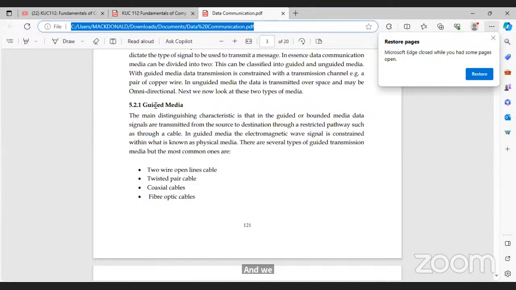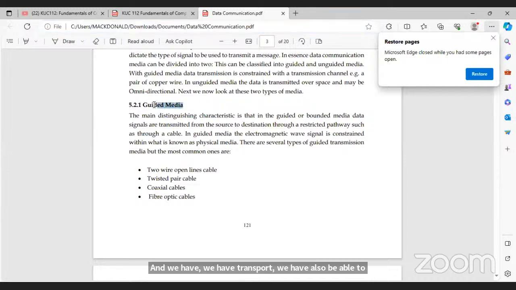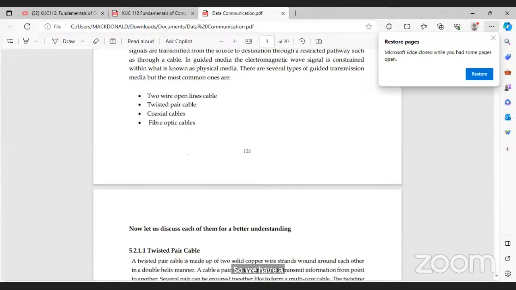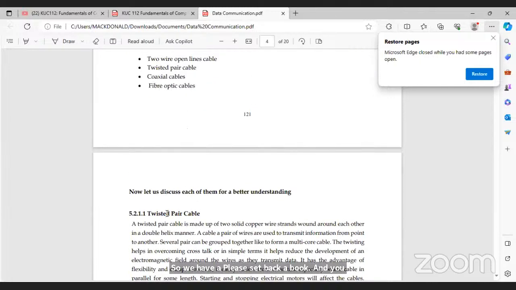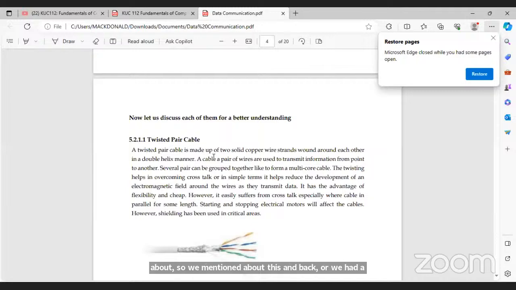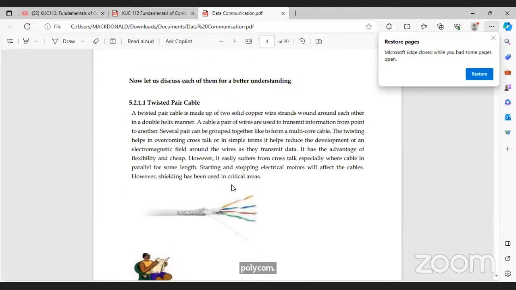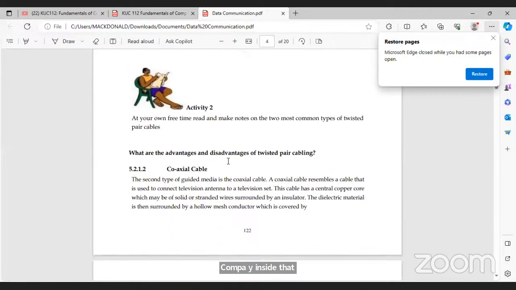We have also been able to discuss guided media. Guided media is wired media. In exams, you should be able to differentiate. Guided is a type of media, a channel, that has wire or some connections. So we have twisted pair cable, coaxial cable, and fiber optic cable. Twisted pair cable, which we rather call Ethernet cable, is made up of copper wire inside that enables you to connect computers together.